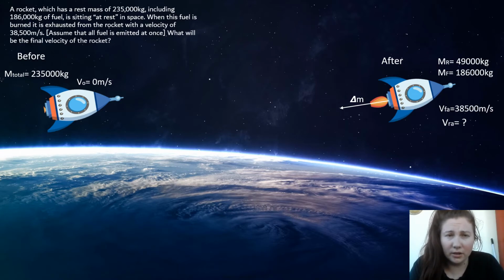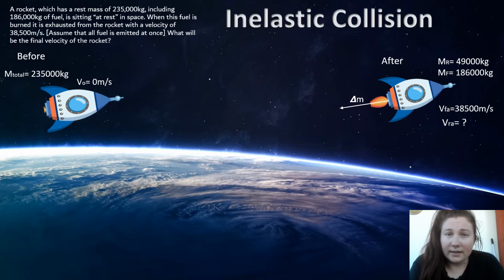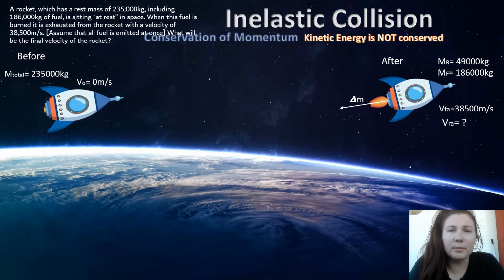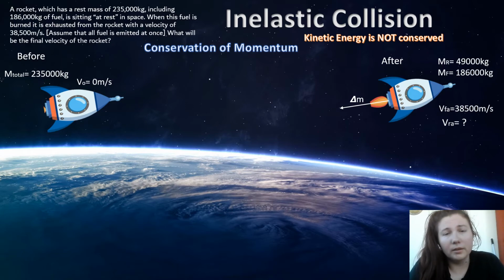First, we need to determine what type of collision this is. It is called an inelastic collision because you have two objects or two masses that are together and then they explode and separate. For inelastic collisions, the kinetic energy is not conserved. So this type of problem is a conservation of momentum problem.